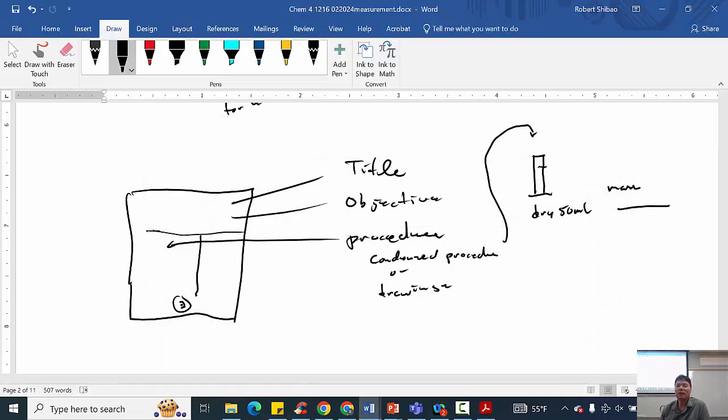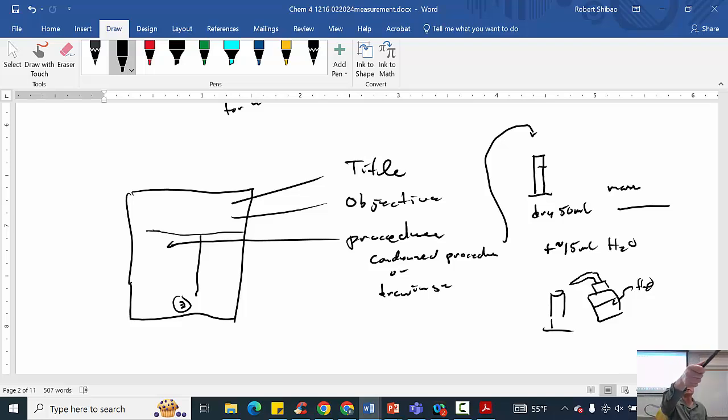And so I do dry 50 milliliter, and then I do plus, it said 15 milliliters. And it says it didn't have to be exact, so I'm going to use tilde here. So about 15 milliliters of H2O in a squirt bottle. Now, we have squirt bottles here. And they're located in these white baskets. Do you see those here on the counter?